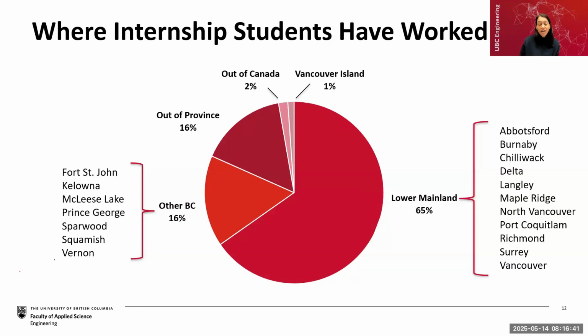The next highest area would be 16% of our students end up working in other parts of BC, which includes Kelowna, which is where UBC Okanagan is situated, as well as other parts of BC more in the northern areas and out into the east side of the province.